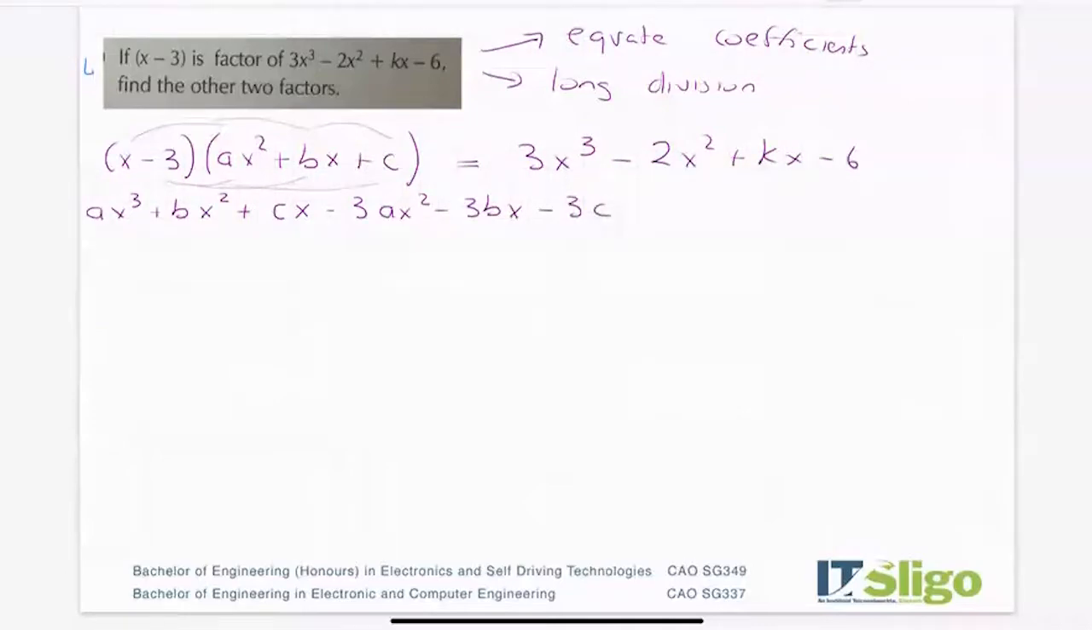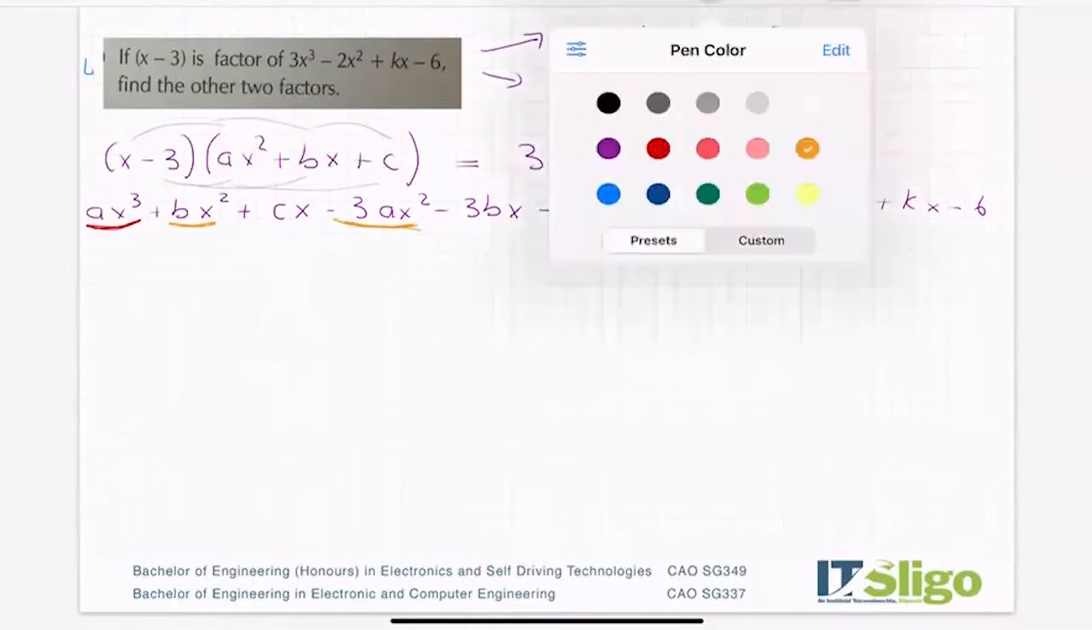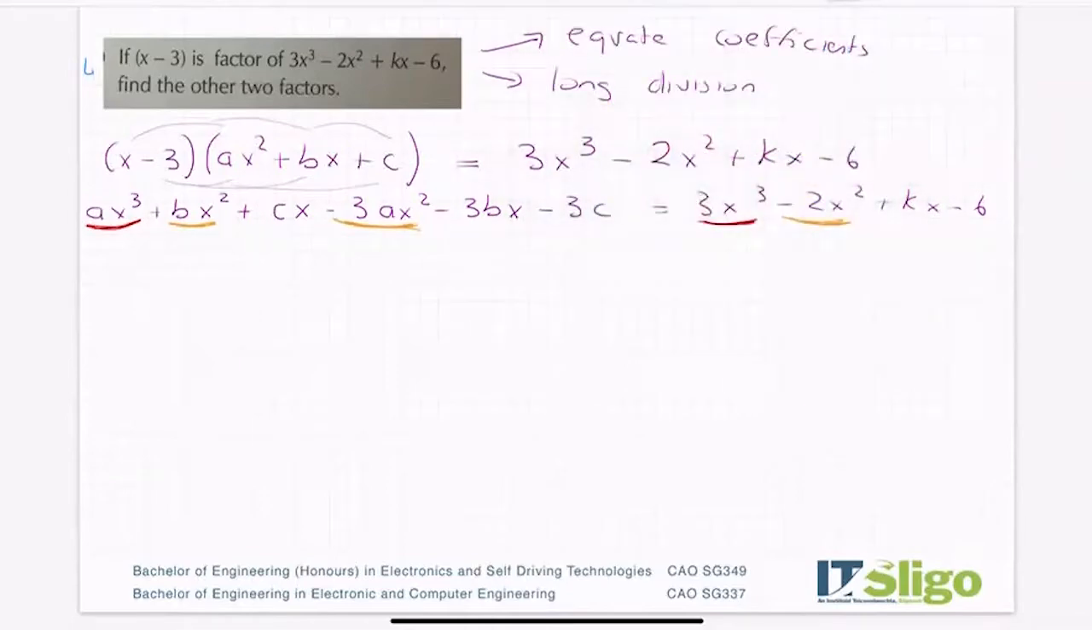Okay, and that's still equal to 3x cubed minus 2x squared plus kx minus 6. Okay, so let's start equating the coefficients. So there's my cubed terms with my cubed terms. Let's switch color. I have an x squared term here and an x squared term here, so they must be equal to that orange one. We switch to green. I have an x term here and an x term here, so that must be kx. Okay, and then I have this one being equal to this one.